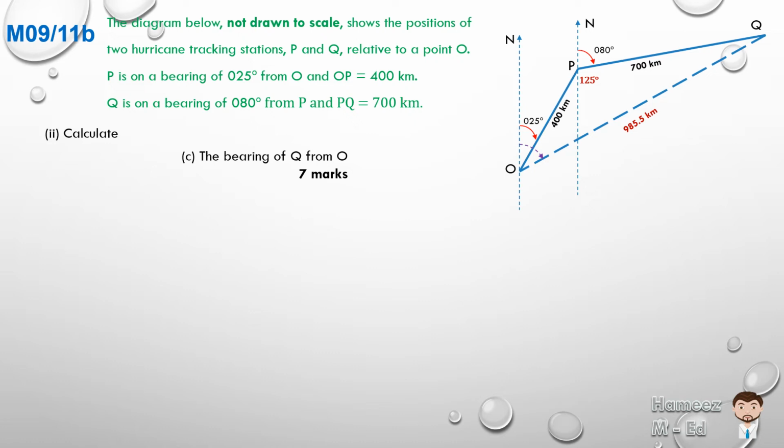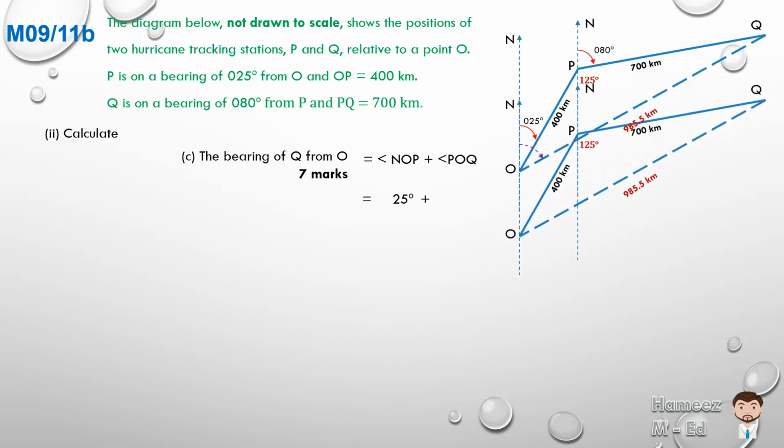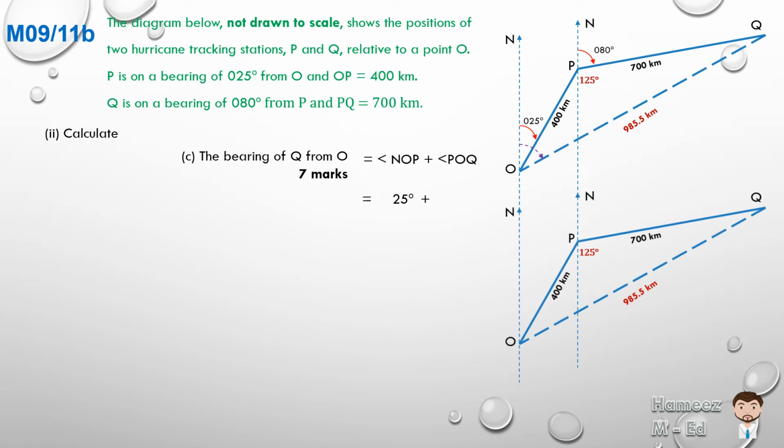And we can break that up into parts. We already have NOP, and POQ will give us our answer. NOP is equal to 25 degrees. So we only need to solve for POQ, the angle inside there, and it will help solve the question. So let's extract that triangle, and if we extract it, let's bring up in red the angle that we're looking for, the angle inside of the triangle.